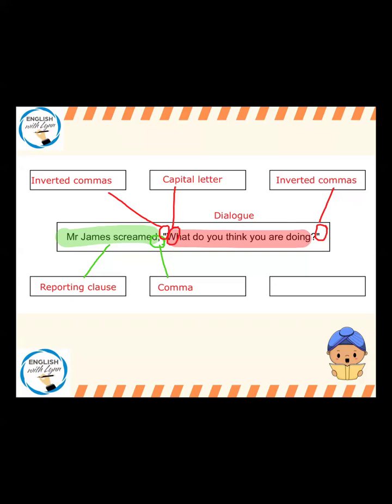And again, I also have this punctuation at the end. So I have got a question mark here. If the dialogue is at the end, it might be a full stop or an exclamation mark. It's not going to end with a comma if the dialogue is at the end. Okay, so there is some sort of punctuation as the final part of the sentence.